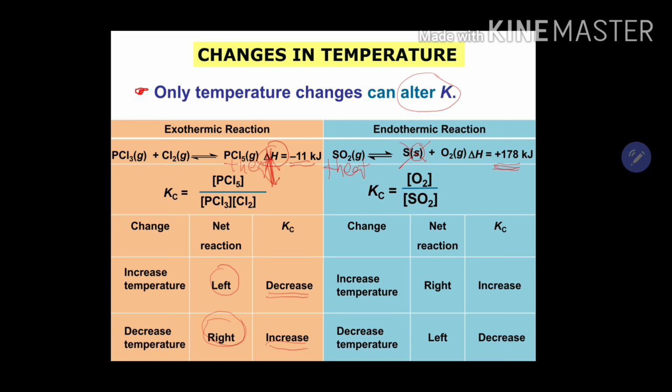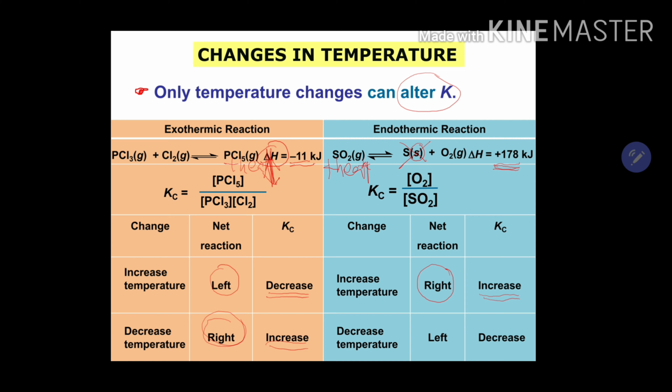Now the change, the disturbance. We increase the temperature, which means an increase in heat. So the system will reduce heat by shifting to the right. Because it shifts to the right, the Kc will increase.